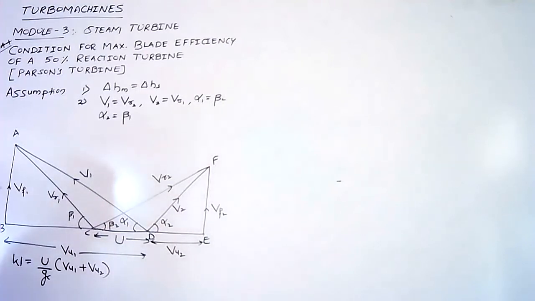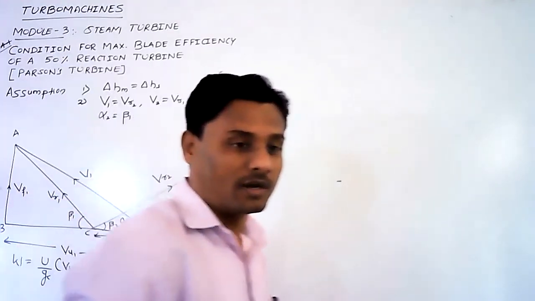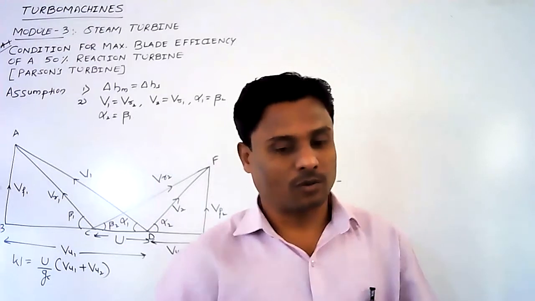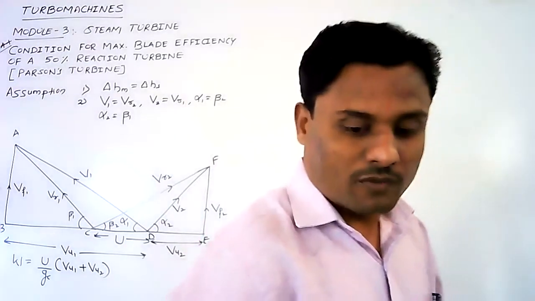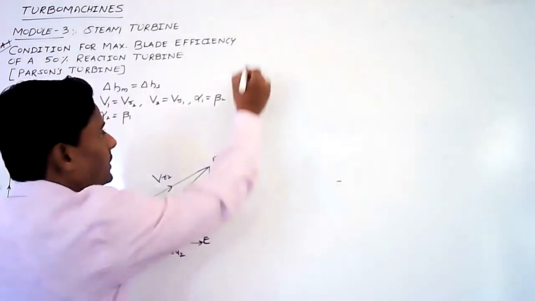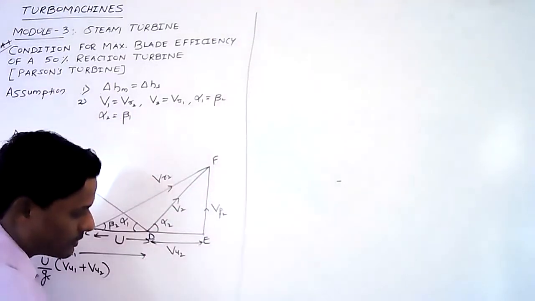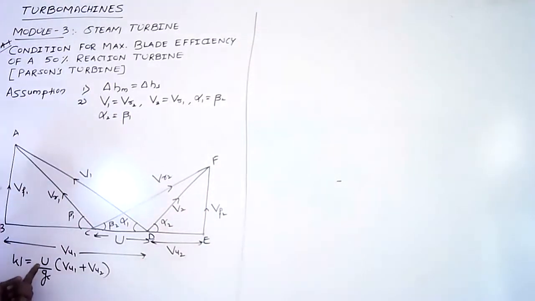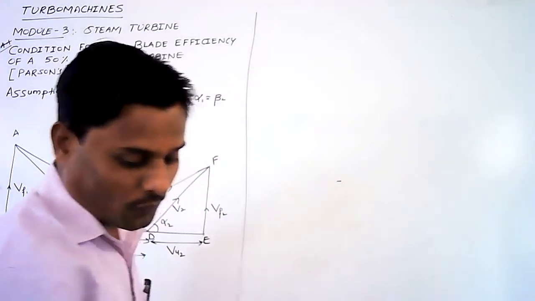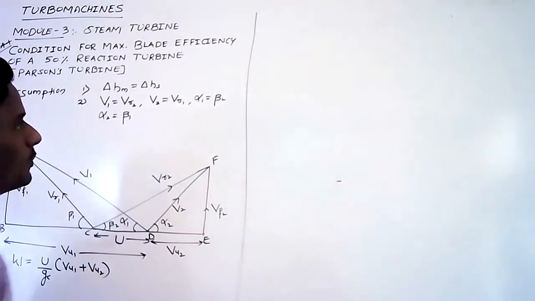Ultimately, I want the final expression in terms of the inlet angle alpha 1. Angle alpha 1 is nothing but the angle made by the absolute velocity V1. Okay, so this is the angle alpha 1. So ultimately I want the final expression in terms of alpha 1 here, right? So let us continue our derivation. We know that W equals U by gc into (Vu1 plus Vu2). Now how to write Vu1 here?